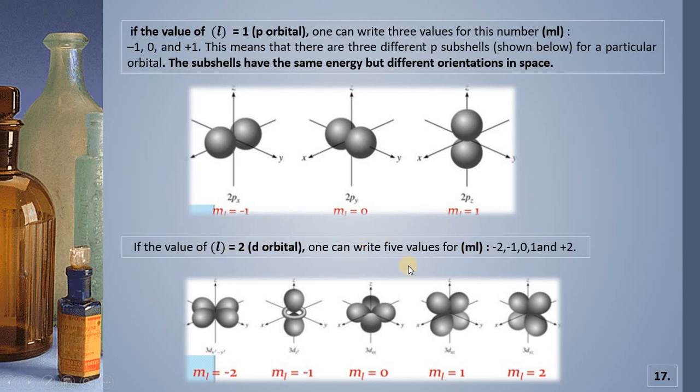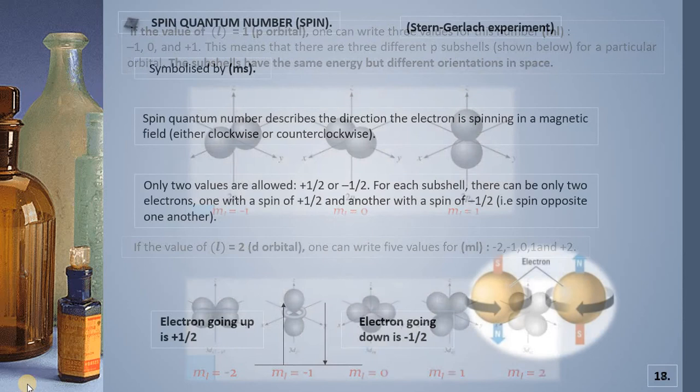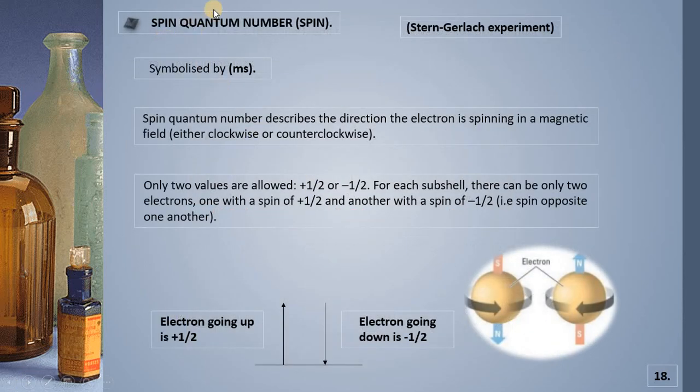So we have 5 values of ML: minus 2, minus 1, 0, 1, and plus 2. ML describes the orientation of the orbital. Now trying to explain the spin quantum number. Talking about the spin quantum number, that's the Stern-Gerlach experiment, the scientists that carried out the experiment arriving at this.